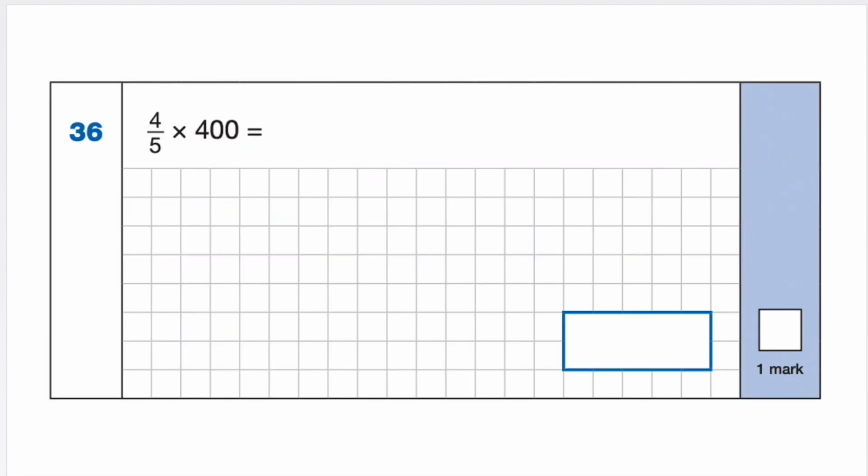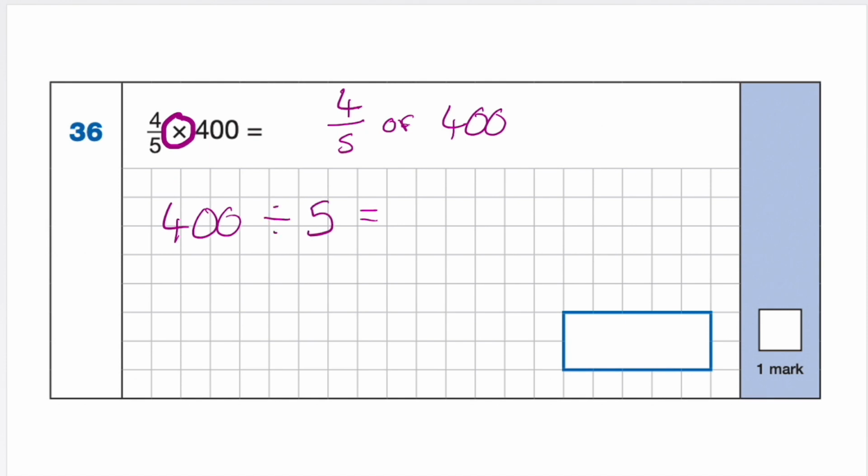And finally, last question, 4/5 times by 400. And again, this is one of those ones where they're trying to make it look really complicated, but actually it's kind of easy, because what they're saying by multiplication is essentially of. So we're looking at 4/5 of 400, which all of a sudden looks a lot easier, because I can just do 400 divided by 5 to get what 1/5 is. And again, I could use my bus stop to work that out. 4's into 5, don't go. 4's into 40, go 8 times.